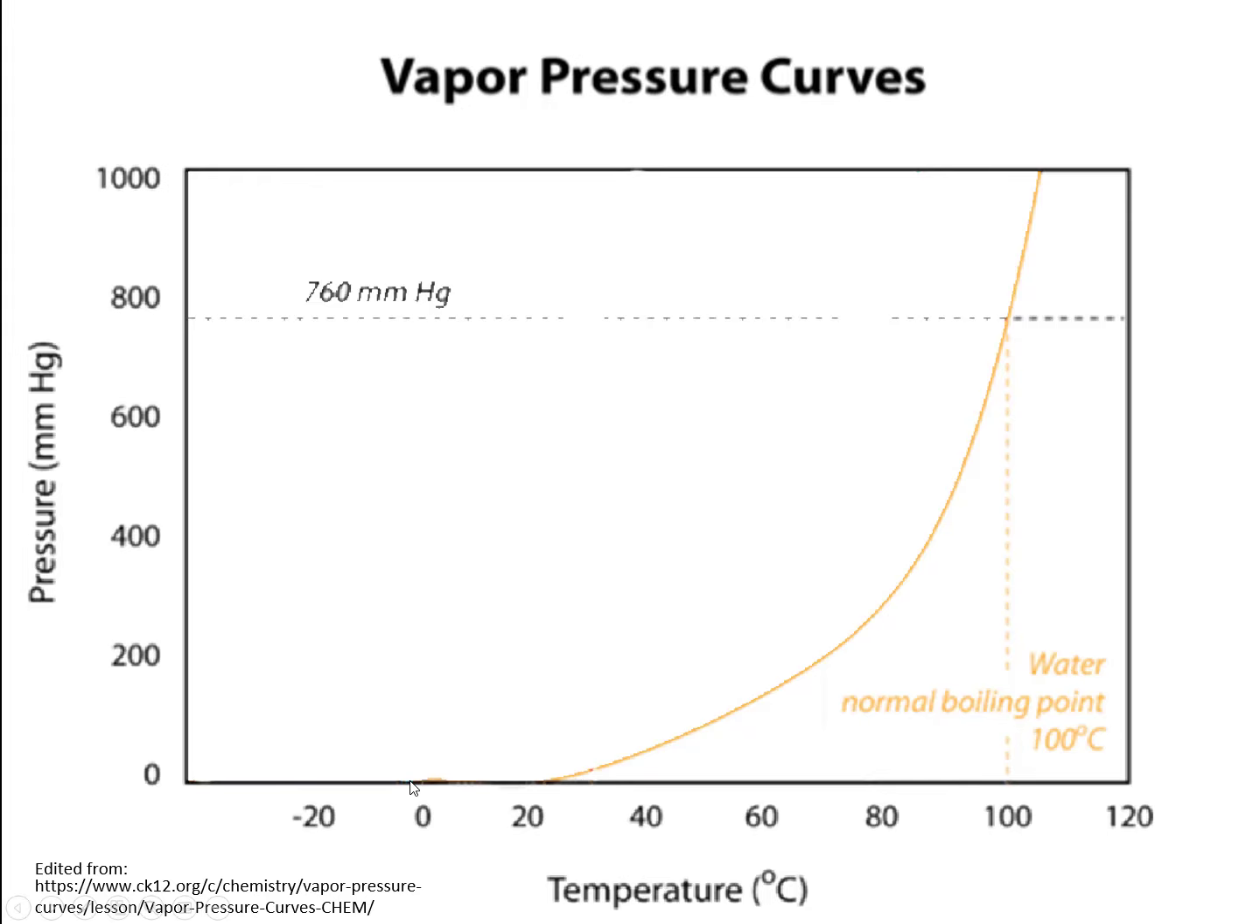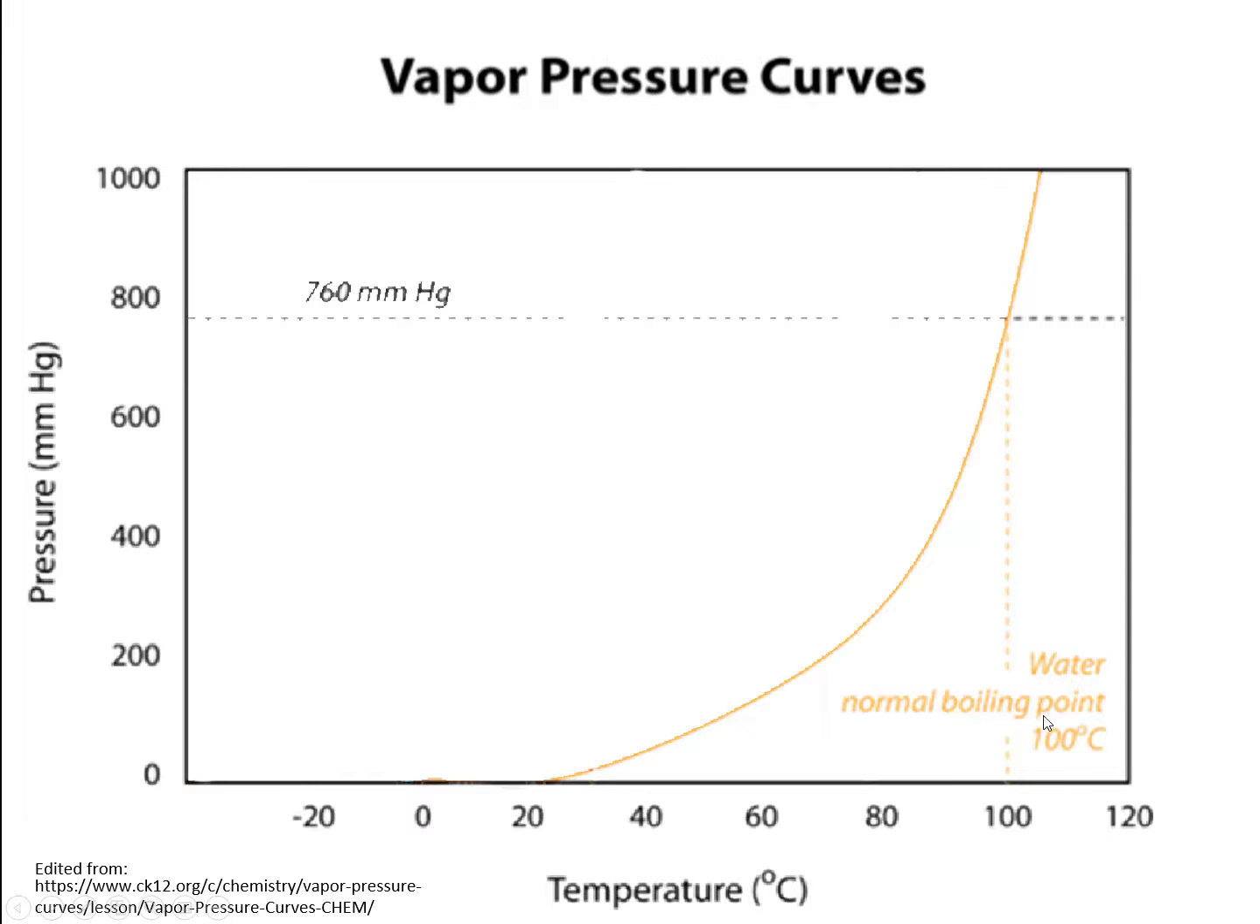So here's water, and what we see is vapor pressure starts pretty low, and then it starts climbing up notably, and then kind of keeps shooting up. One point that's often of interest is the boiling point. The normal boiling point we define to be that point at which the vapor pressure of the liquid equals the atmospheric pressure, or 760 millimeters of mercury in this particular case.